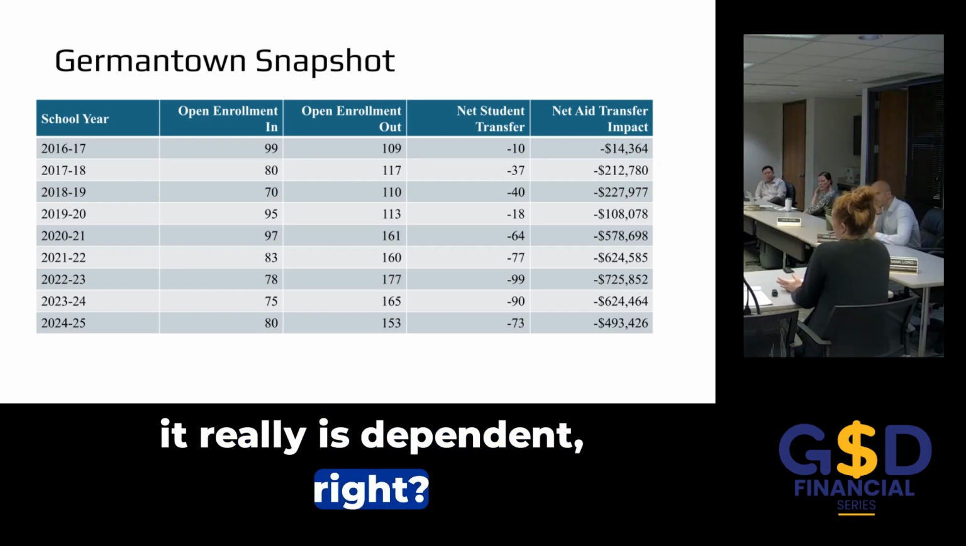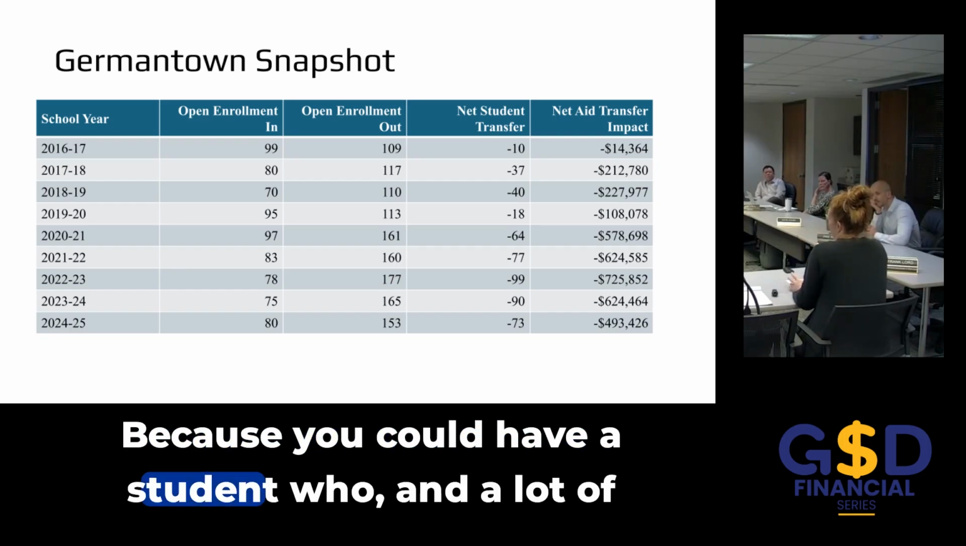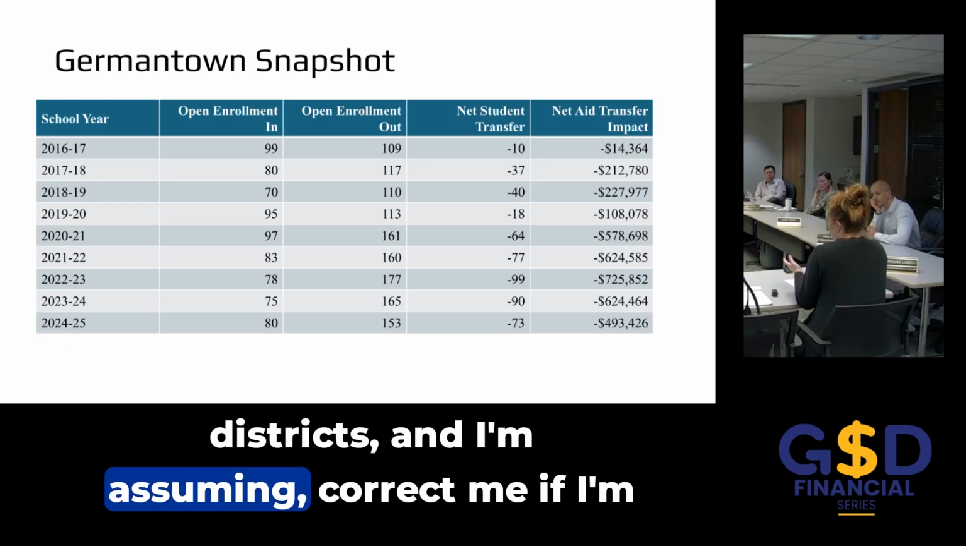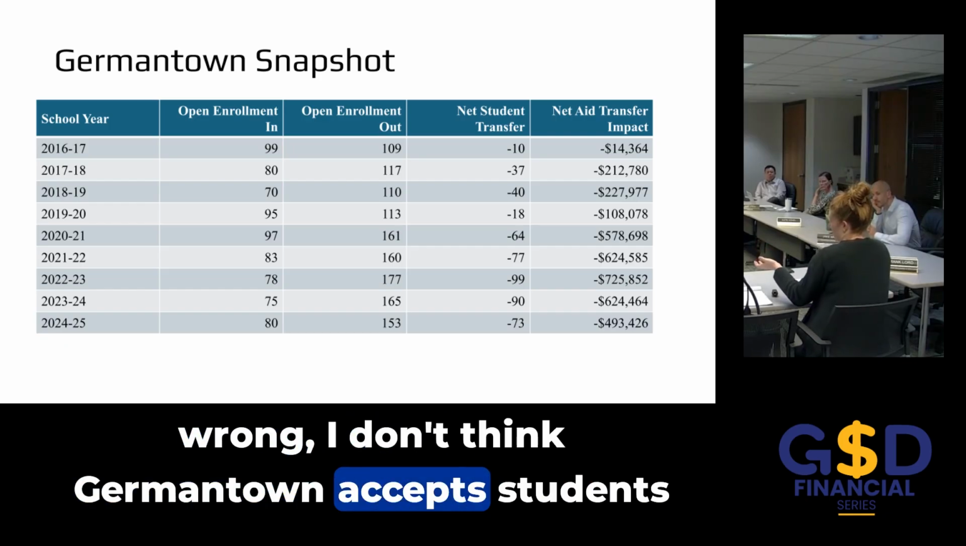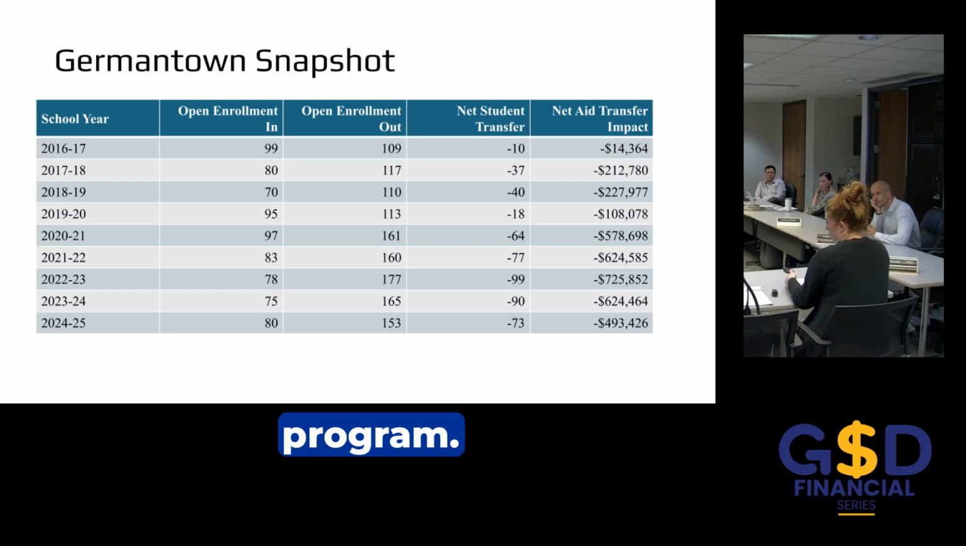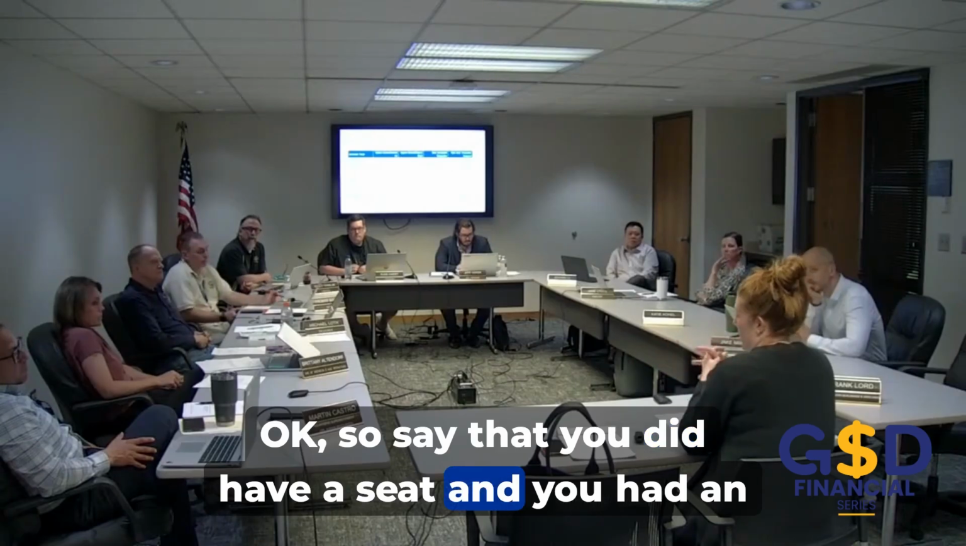it really is dependent, right? Because a lot of districts, and correct me if I'm wrong, I don't think Germantown accepts students with special needs through their open enrollment program. We don't have any seats. No seats, right.